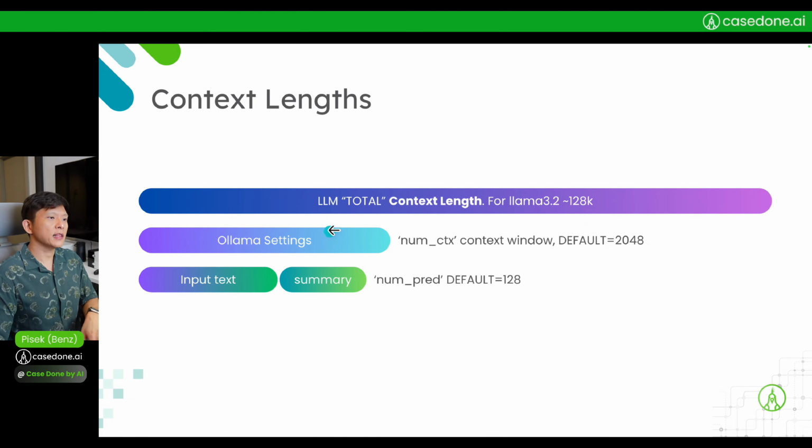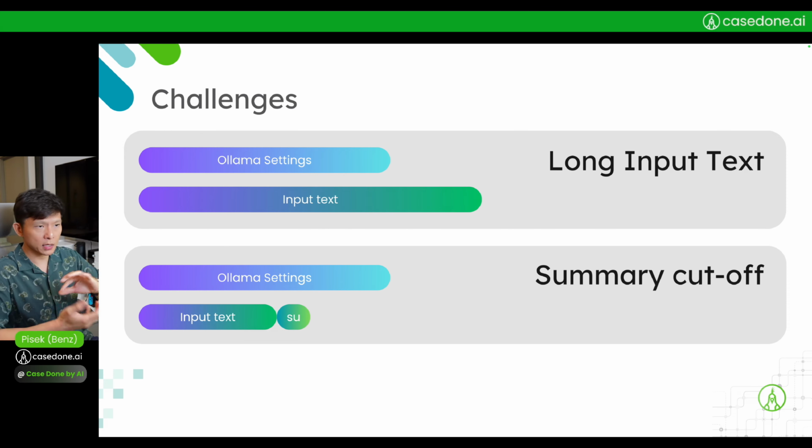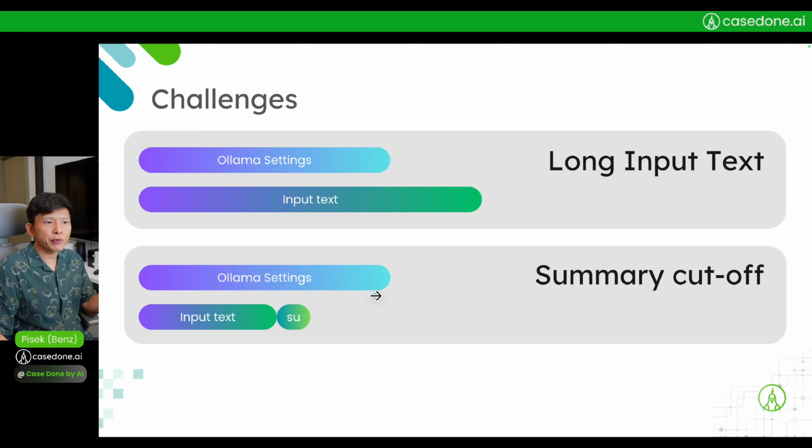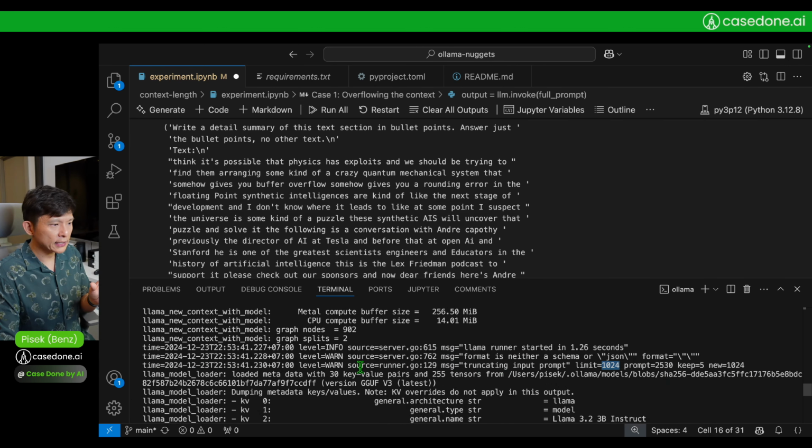If you don't know this, then you are actually limiting yourself to this number and you are going to run into many problems. If you're talking about providing a prompt to the LLM via Ollama, maybe your prompt is too long. You are facing long input text. On the other hand, if you don't set the num predict properly, then your summary gets cut off. This is something that you might have missed. It's hidden in a warning that your input prompt is being truncated.